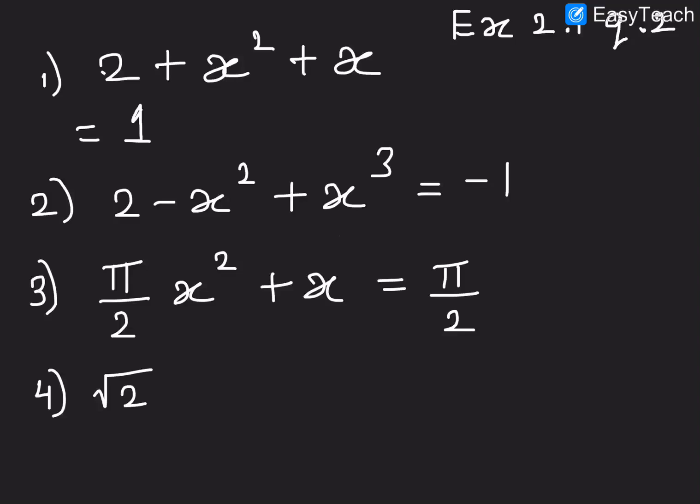The next example, root 2 x minus 1. Now understand, the question is to find what, children? The coefficient of x square. As in the given expression, we don't have any x square term, remember, the coefficient of x square over here remains as 0.